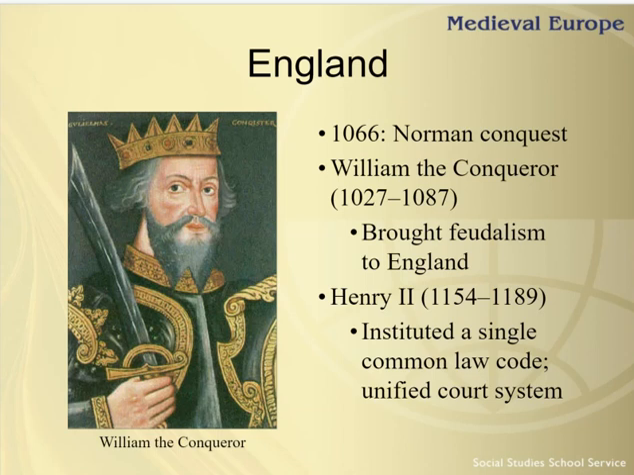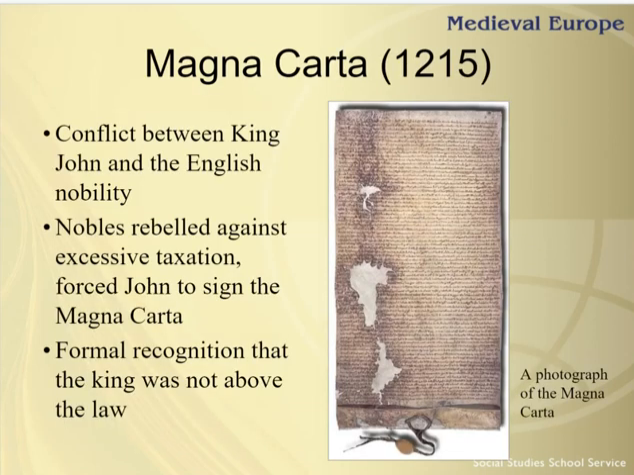The country regained its strength under Henry II. That's going to be 1154 to 1189. Henry instituted a single common law, which applied equally to all citizens. He also created a unified court system, which included jury trials. Order was restored.